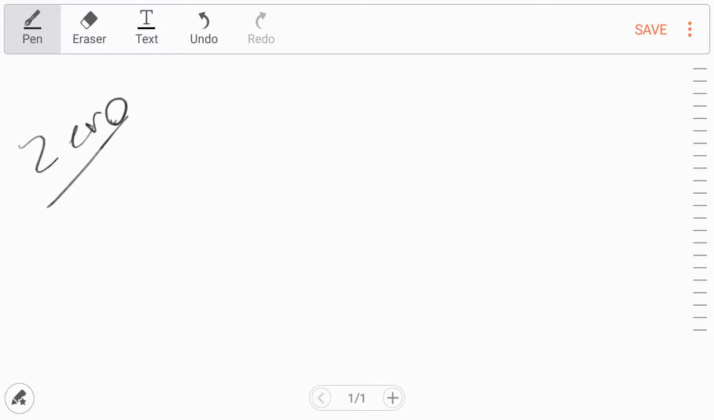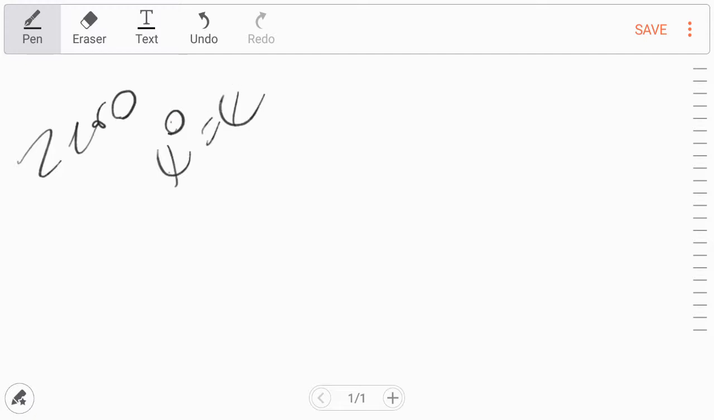So any term to the 0 power. So this is 0 problems. That basically means any term to the 0 power equals 1. So if I had a problem like x to the 0, that would just be 1.